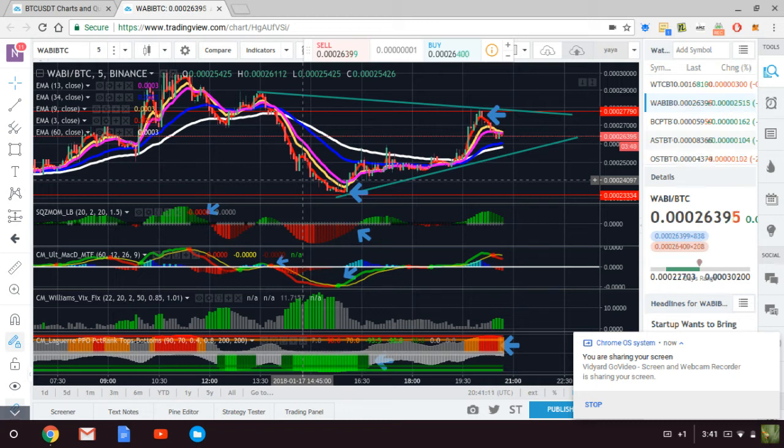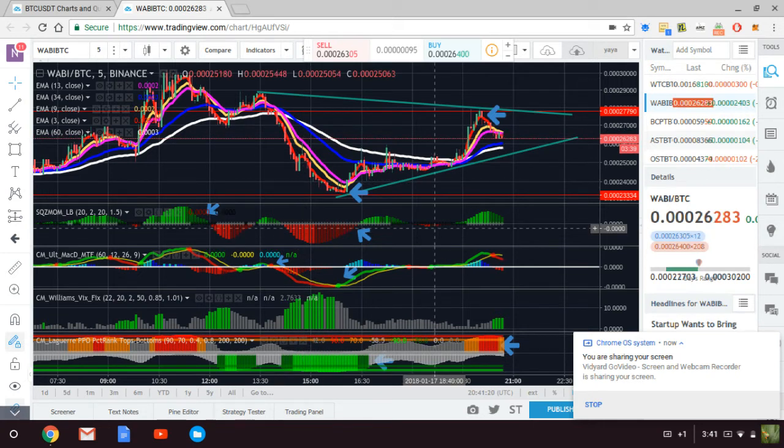So the squeeze momentum is a good indicator to use to see where the volume is trending, if a lot of volume is coming in buying or selling. And you can see sometimes there's a little bit of selling, so it's really hard to tell, and then it blasts off right here.